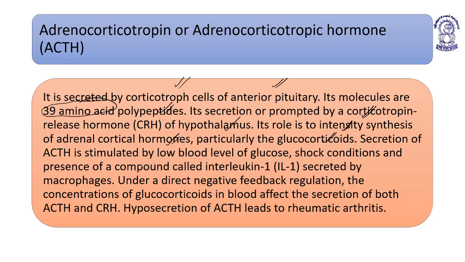Secretion of ACTH is stimulated by low blood glucose levels, shock conditions, and presence of a compound called interleukin 1, secreted by macrophages. Under a direct negative feedback regulation, the concentration of glucocorticoids in blood affects the secretion of both ACTH and CRH. Hyposecretion of ACTH leads to rheumatic arthritis.